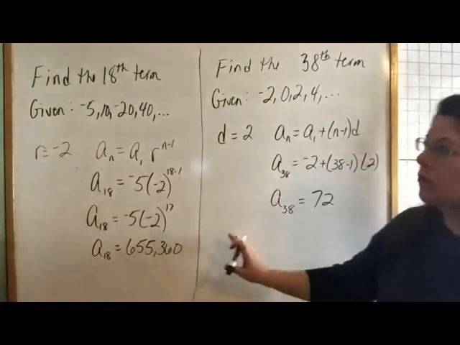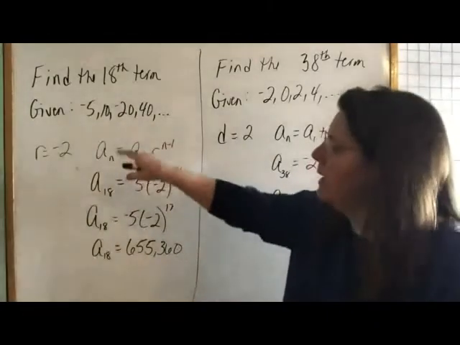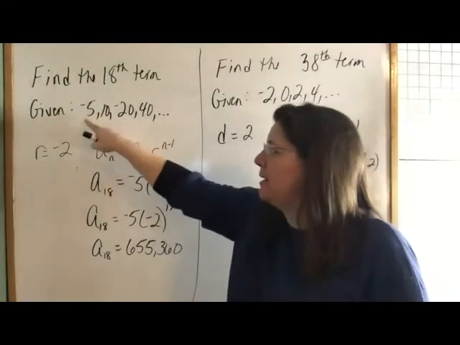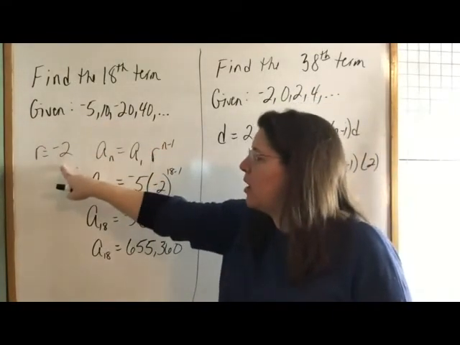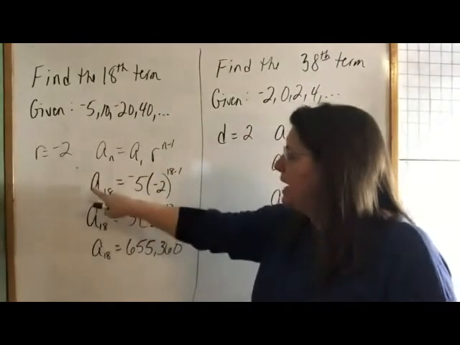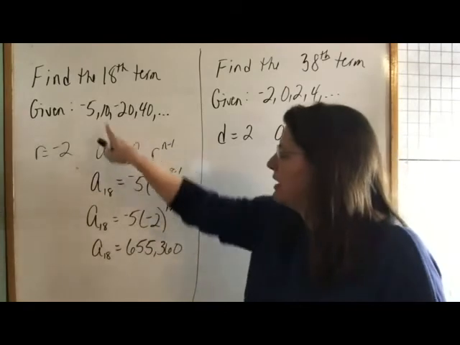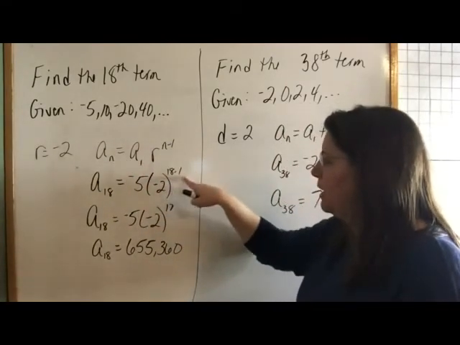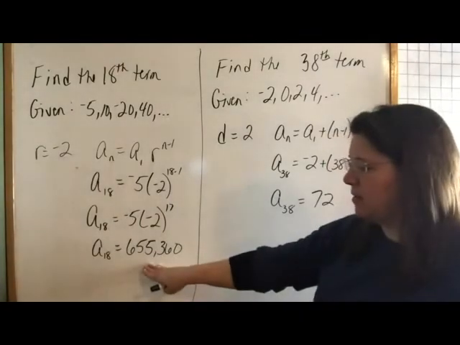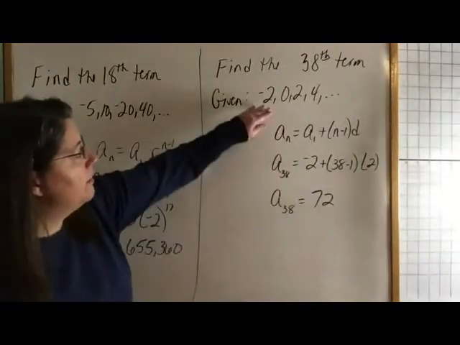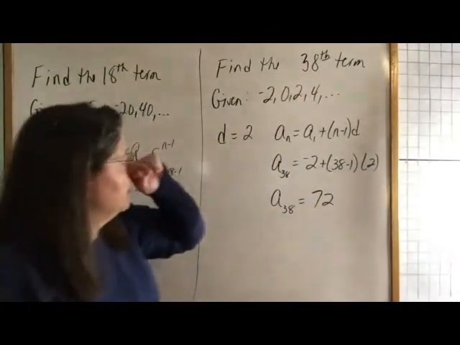So here are your answers. In the first one, I recognized that every other term was negative, so I knew it had to be an r, and 10 divided by negative 5 is negative 2. That is what my r value is. So I used the geometric sequence formula. A sub 18 equals a sub 1 is negative 5 times negative 2 to the n, which is 18 minus 1. And then when I put all that in Desmos, I get 655,360.